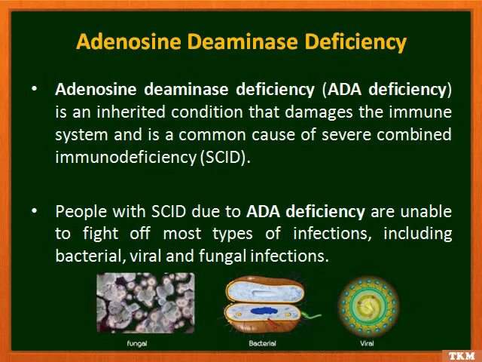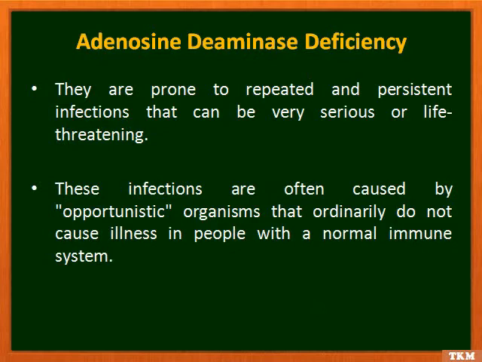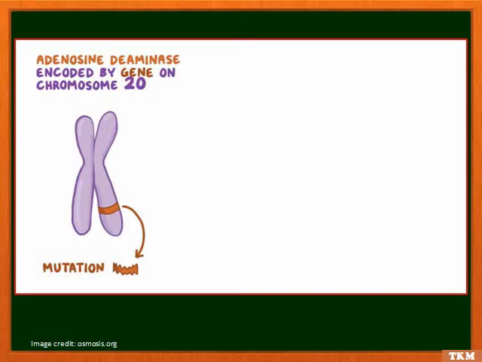And this is the reason they are prone to repeated and persistent infections that can be very serious or even life-threatening. These infections are often caused by opportunistic organisms that ordinarily do not cause illness in people with a normal immune system. So adenosine deaminase is encoded by a gene on chromosome number 20.